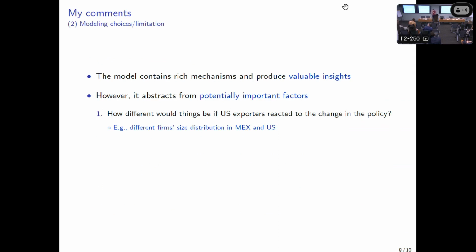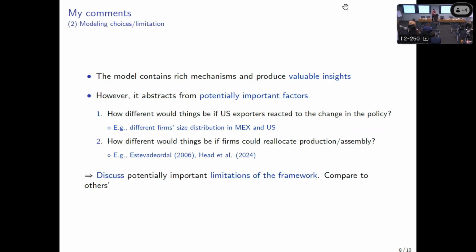It's partial equilibrium in nature. You're abstracting from what US exporters are going to do. You could think about a mirror model in which US exporters also react to changes in the rules, and things may potentially change. And if I believe the fact that the size distribution matters, you may think about the size distribution of exporters in the US being different from that in Mexico, potentially with interesting effects.